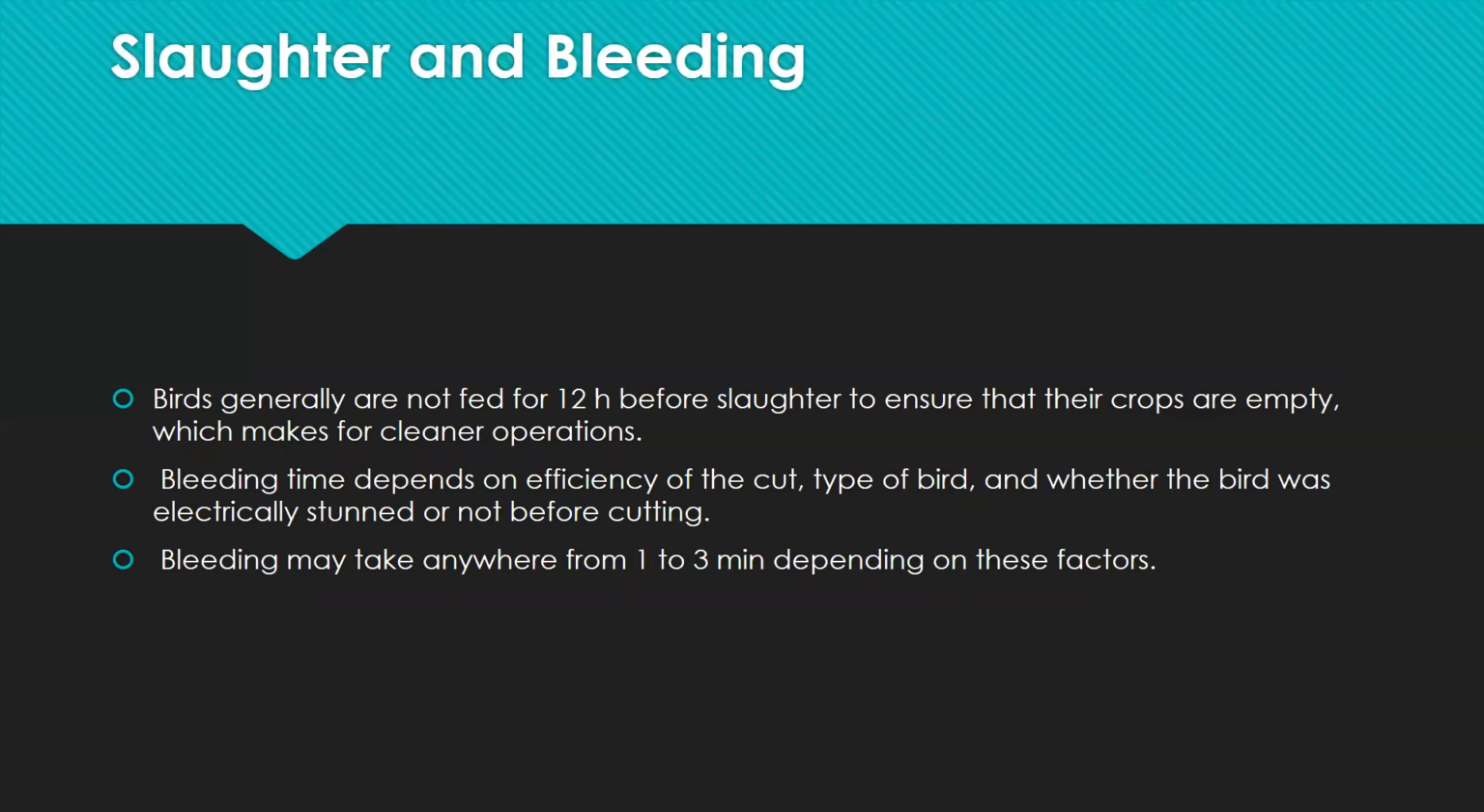First one is slaughter and bleeding. First of all, the birds are not fed for 12 hours before they are slaughtered. The main reason behind this is to ensure that their crops are empty, which makes for a cleaner operation. Next is bleeding time. It depends on the efficiency of the cut, the type of the bird, and whether the bird was electrically stunned or not before cutting. Bleeding usually takes 1 to 3 minutes depending upon various factors.